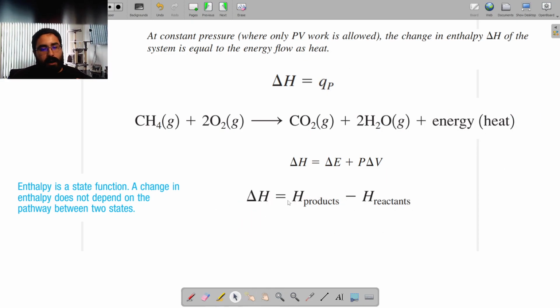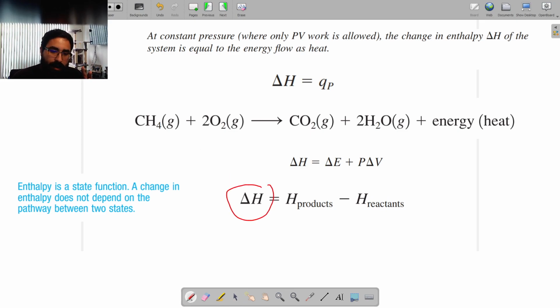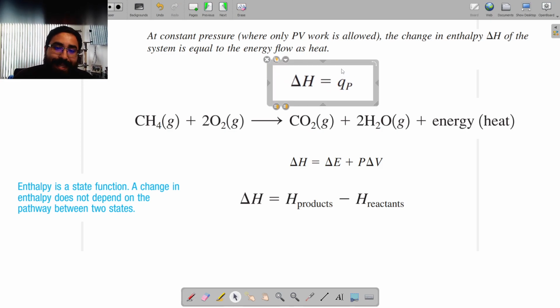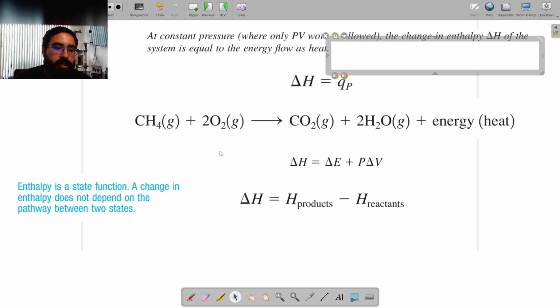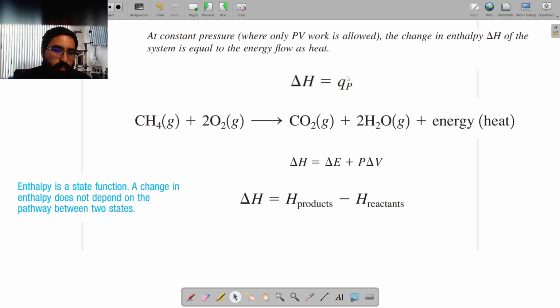But this right here becomes a very, very important equation in this chapter and future chapters. So please do not forget what enthalpy is. Enthalpy at constant pressure is equal to the amount of heat in the chemical process. So very, very important. But this only occurs at constant pressure. Hopefully that kind of explained what enthalpy is.